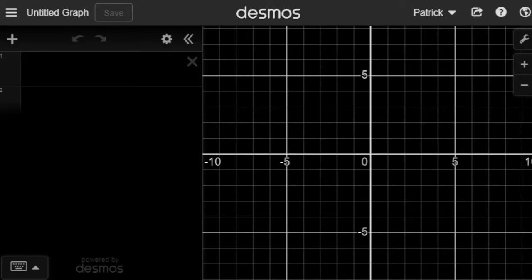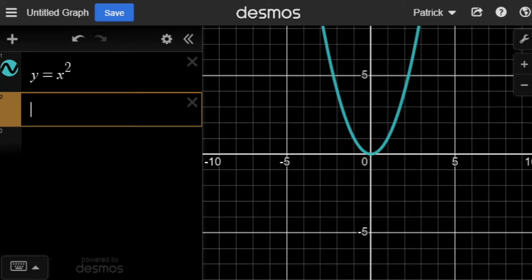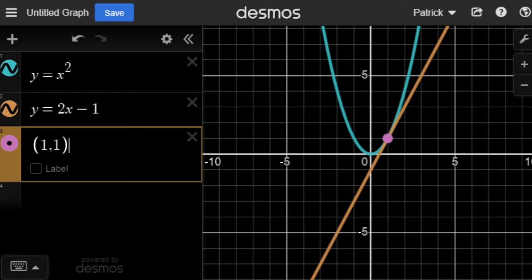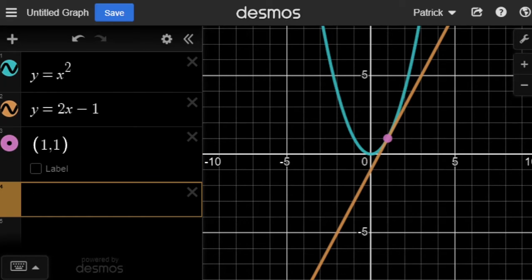If I jump back over to Desmos really quickly, I can graph the function that we were studying, which is just y equals x squared. And I can graph the tangent line that we came up with, y equals 2x minus 1. And for the sake of convenience, I can plot in the point that we cared about, 1, 1. And then playing the same trick that I played before, I can use the zoom in button here, or you can just use the scroll wheel on your mouse if you're on a desktop computer.